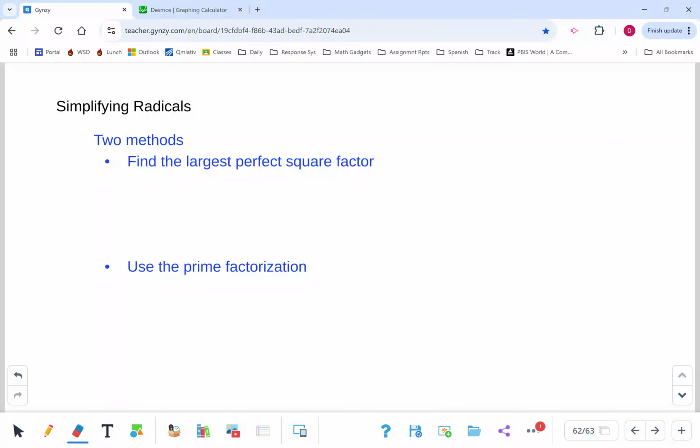All right, we are simplifying radicals. A radical is an expression that has a square root symbol in it or other root. So if I have radical 25, what that means is please find me a number that you can multiply by itself to get 25. And that, of course, is 5.